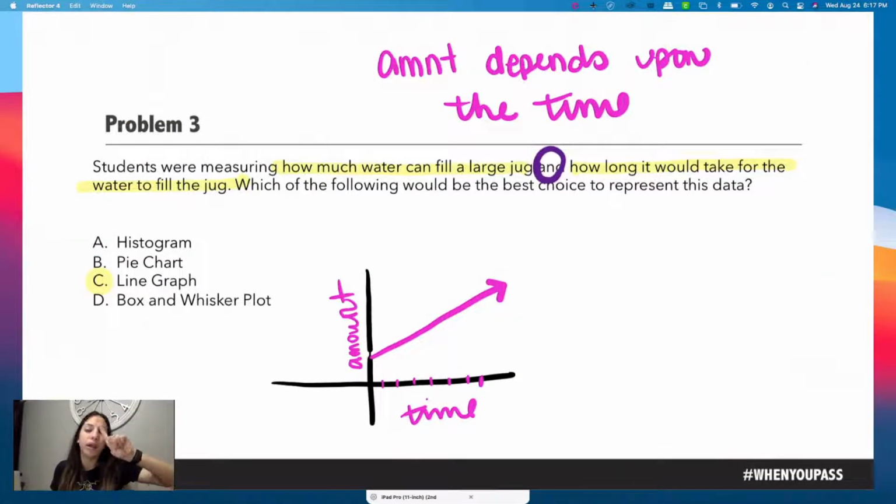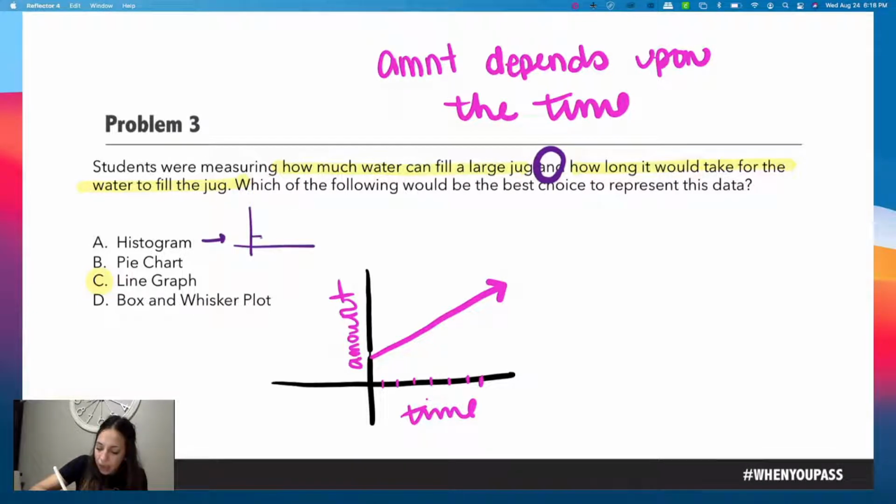But let's talk about what a histogram, a pie graph, and a box and whisker plot are so that we can better understand why the line graph is the best. So what is a histogram? A histogram is kind of like a fancy version of a bar graph. So a histogram is going to look something like this. And I'm going to have bars that are connected. And each of those bars is going to represent a different stretch of numbers. And then the height is going to be how much water or whatever.